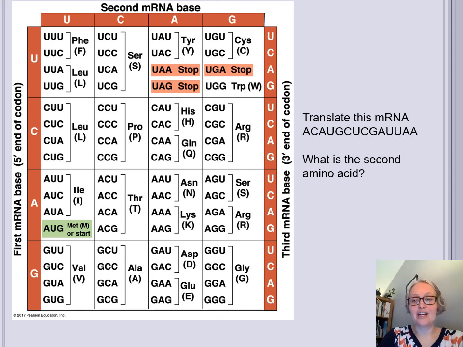There's an mRNA strand. And I want to know what the second amino acid is going to be. So again, remember the trick is that you have to look for AUG first, and then once you have found that AUG, that start codon, you can then start building the protein. In this case, CUC is going to code for leucine. Leucine would be your second amino acid.